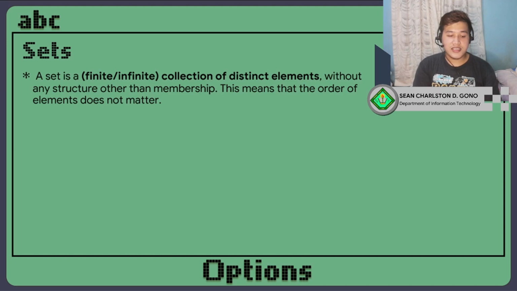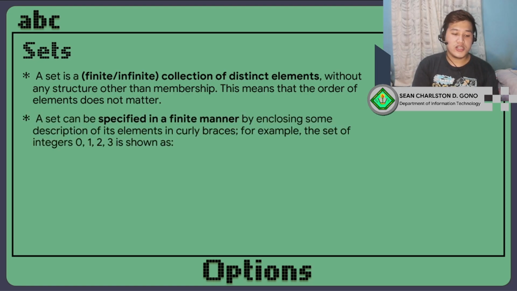A set is a collection of distinct elements. Those distinct elements could be finite or infinite, without any structure other than membership. This means that the order of the elements does not matter. So let's discuss first how a finite set works.